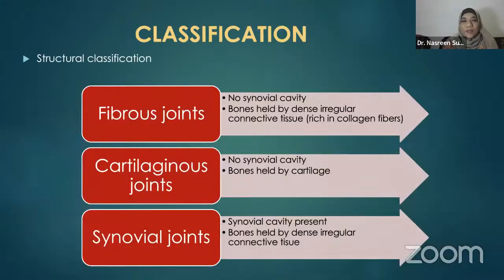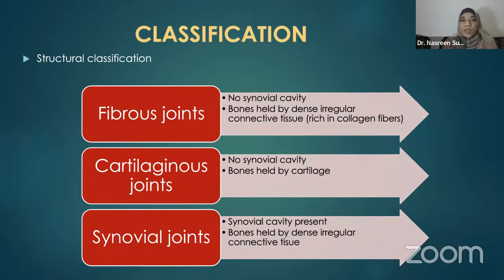Now coming to the classification of joints, very, very important. This classification is made based on two things. One is structural classification and the other one is functional classification. Structural classification means based on their structure, the physical thing, what we can see with our eyes, that is called structure, right? So based on the structure, they are classified into fibrous joints, cartilaginous joints and synovial joints.